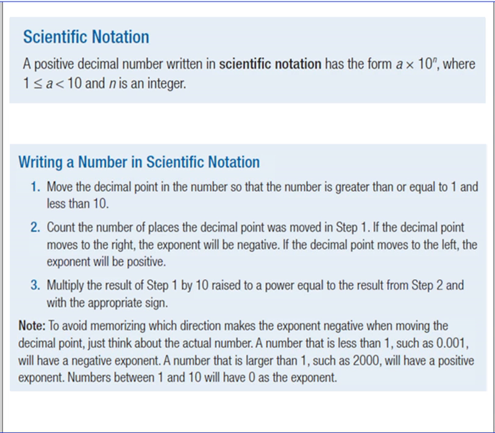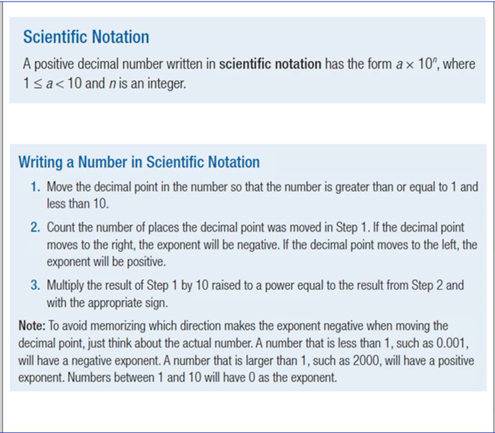It says a positive decimal number written in scientific notation has the form a times 10 to the nth power, where 1 is less than or equal to a is less than 10, and n is an integer. So the value of a has to be between 1 and 10; it can be 1, but it can't be 10. What that means is you're allowed to have 1 digit in front of your decimal, and it can't be 0. And then n is an integer. Remember, integers are just positive and negative counting numbers.